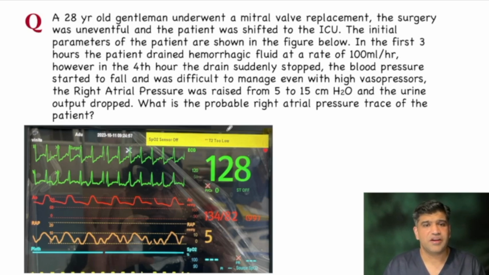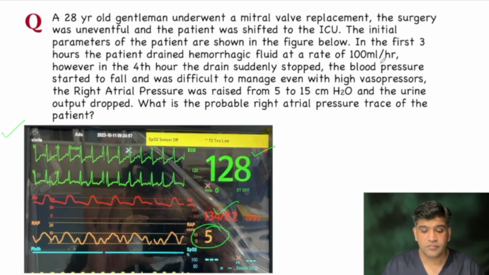I will just read out the multiple choice question. We'll make some diagnosis in our mind, and at the end of the video, we will discuss the MCQ in detail. So let's see it. A 28-year-old gentleman underwent a mitral valve replacement. The surgery was uneventful, and the patient was shifted to the intensive care unit. The initial parameters of the patient are shown in the figure below. This is the figure, the initial parameters, the heart rate, the blood pressure, the central venous pressure.